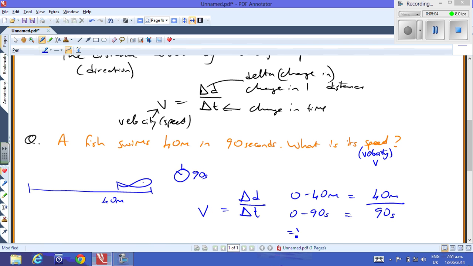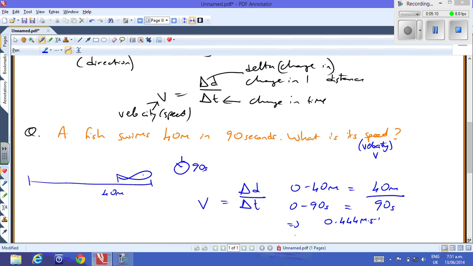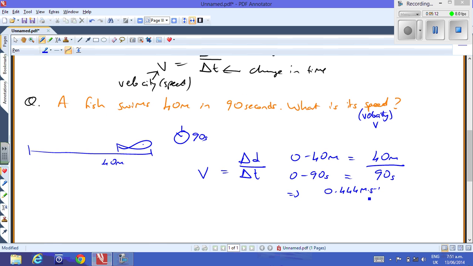And that works out to be 0.444 meters per second. Now, if you notice here, I have units on every single number that I'm writing during my calculation, and also the correct units for the final answer. Make sure you do that, otherwise this answer is essentially half correct if you only put the numerical answer in.